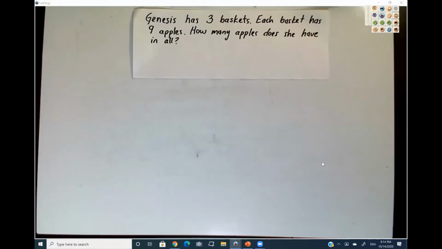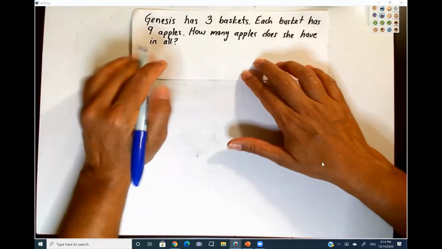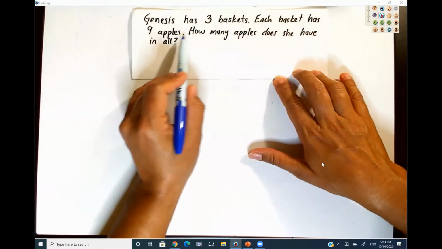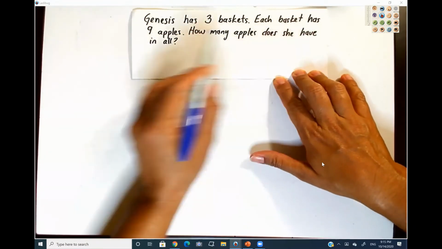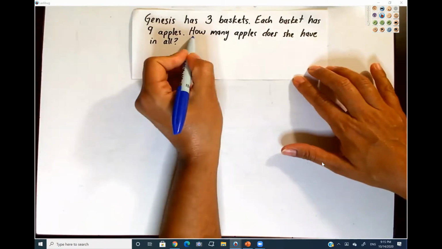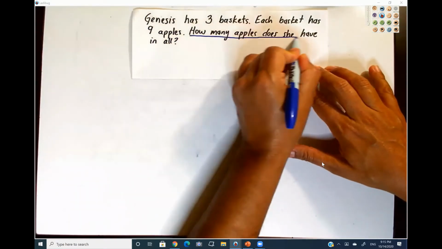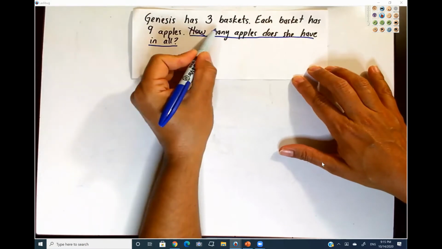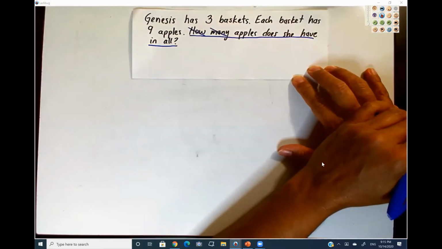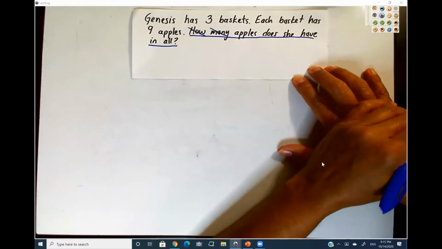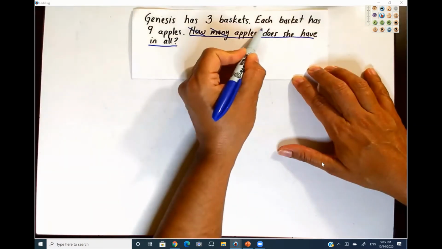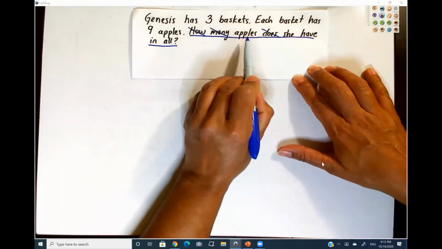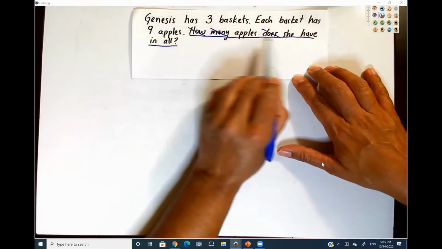Let's read today's problem. Today's problem says Genesis has 3 baskets. Each basket has 9 apples. How many apples does she have in all? So the first thing I'm going to do is underline my question. How many apples does she have in all? And remember, to write the answer statement, I need to cross out the words that make the question, because I don't need to use the question in the answer statement. Then I'm going to eliminate the auxiliary verb does. And the words I have left are apples, she, have, in all.